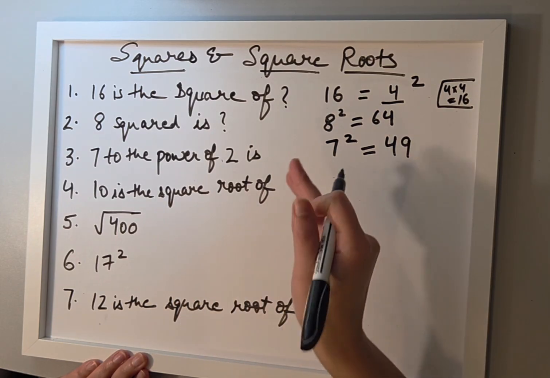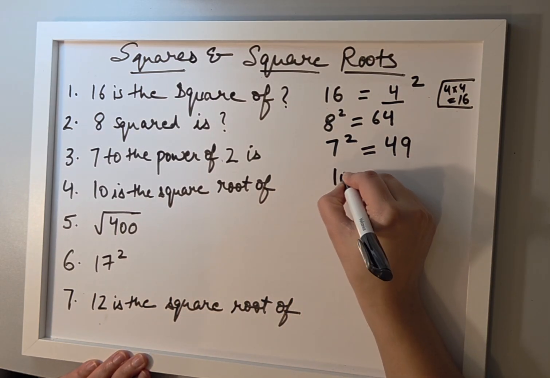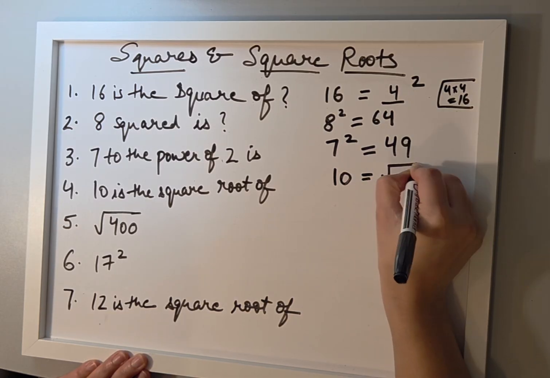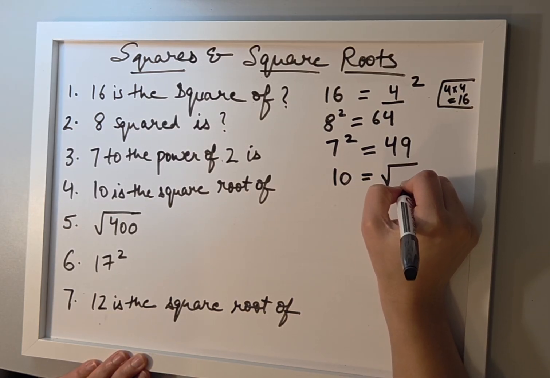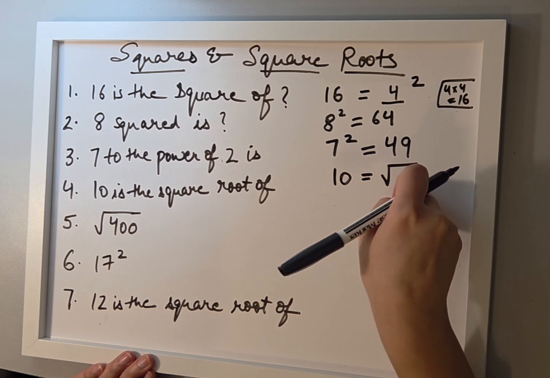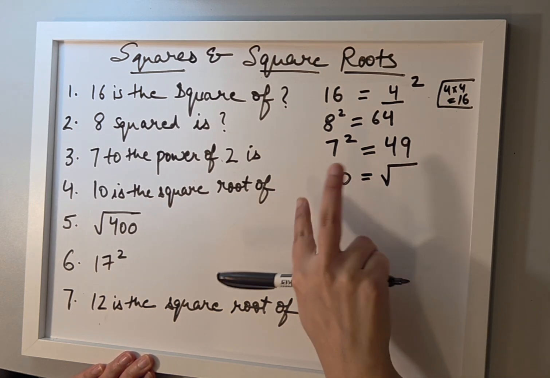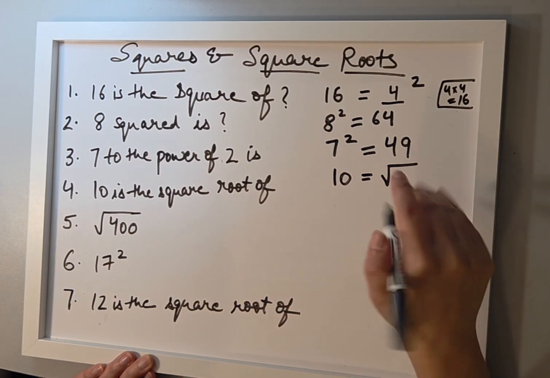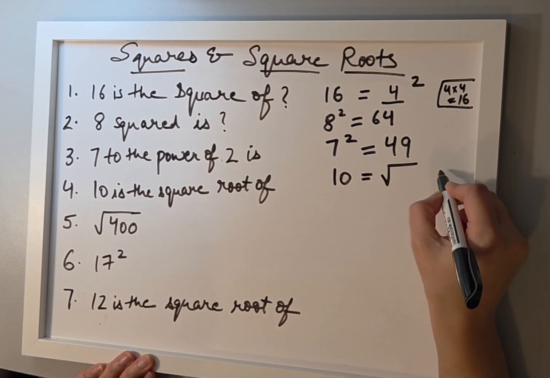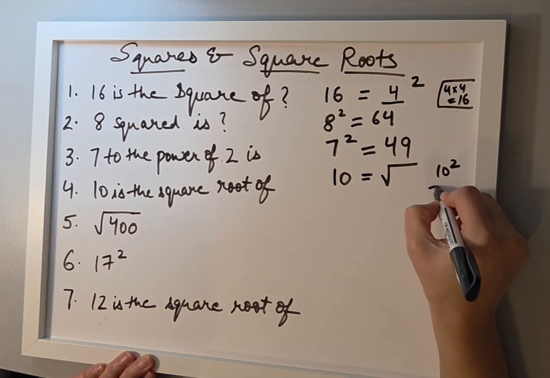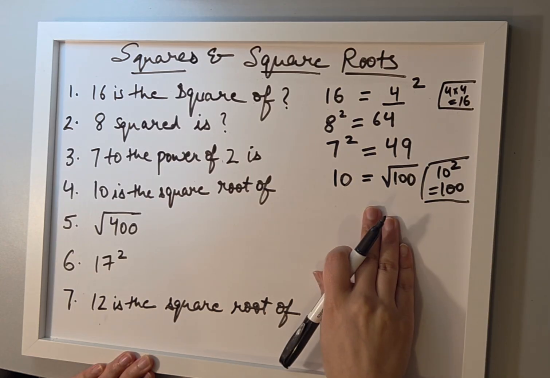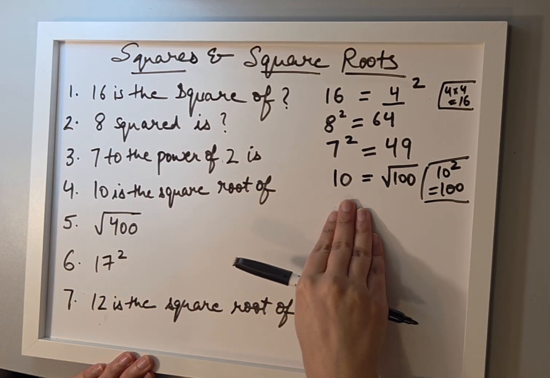So the next is 10 is the square root of. So 10 is the square root. We already know that, but we want to find out what number when the square root is taken gives us 10. So square is the opposite of square root, we've learned. So if 10 is the square root, to find the number, we just need to take the square of 10, that is 10 into 10, 100. So when we take the square root of 100, we'll get 10.